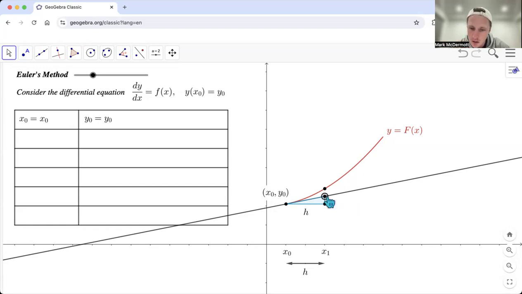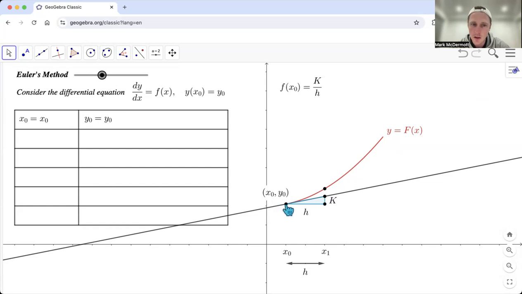In any case, if we consider this point here, we can see that the x value of that point will be x naught plus h. The next thing we're interested in is how much has it moved up, right? So what we could say is we can call this distance here k. And then we're going to say the following. Okay, and this is where it gets a bit tricky.